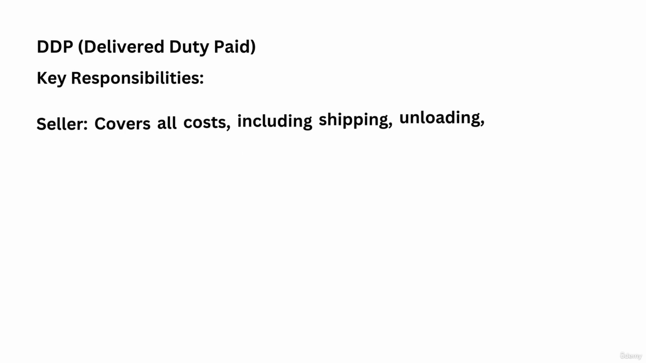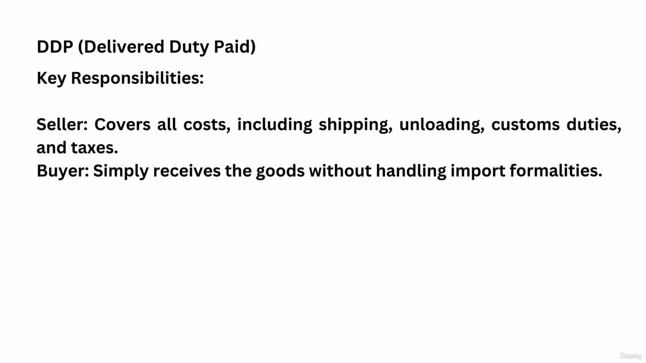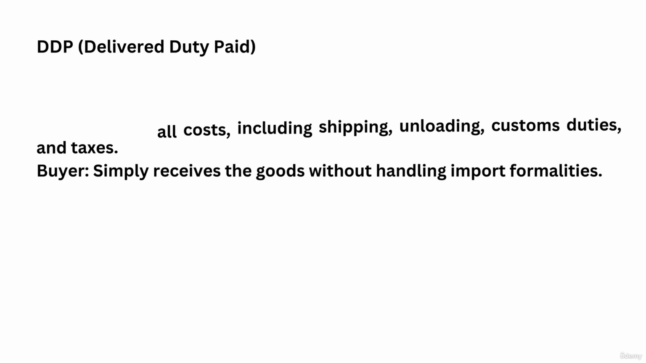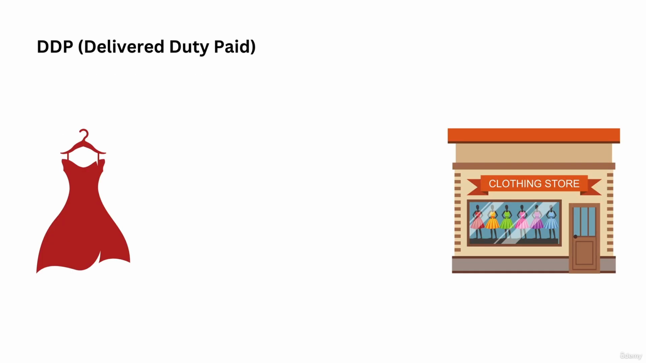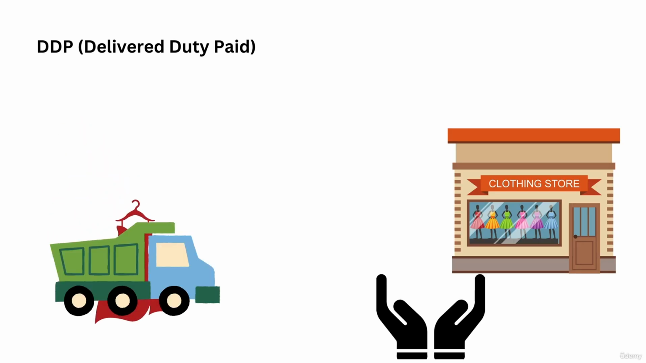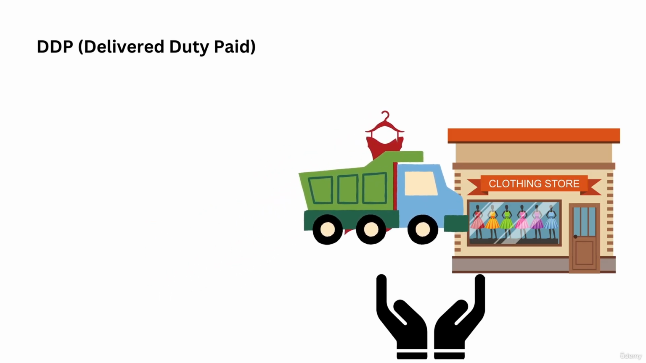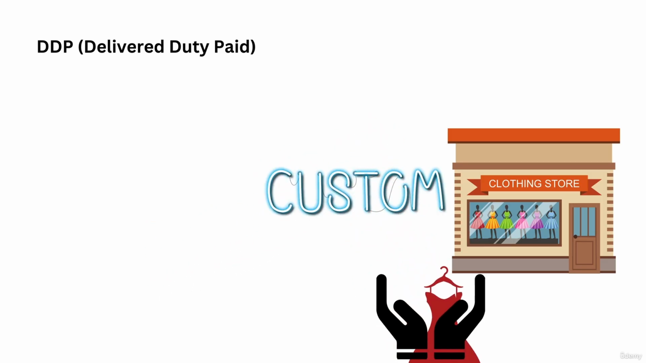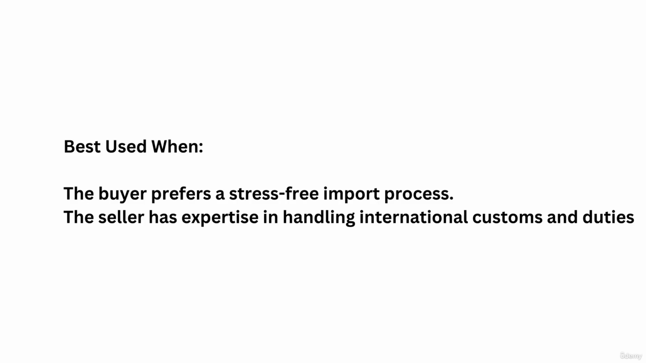Under DDP, the seller takes full responsibility for transportation, customs clearance, and import duties, delivering the goods ready for use. Suppose a clothing manufacturer in China exports garments to a retailer in the USA under DDP Los Angeles. The seller arranges transport, pays US customs duties, and ensures the retailer gets the shipment hassle-free. The buyer just receives the goods without dealing with paperwork or extra costs. Best used when the buyer prefers a stress-free import process and the seller has expertise in handling international customs and duties.